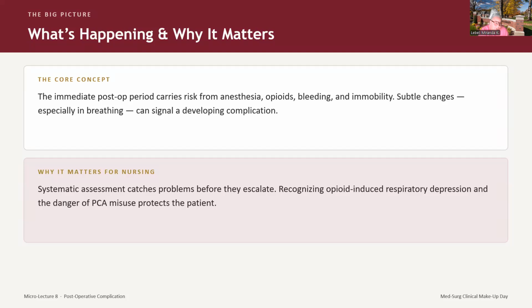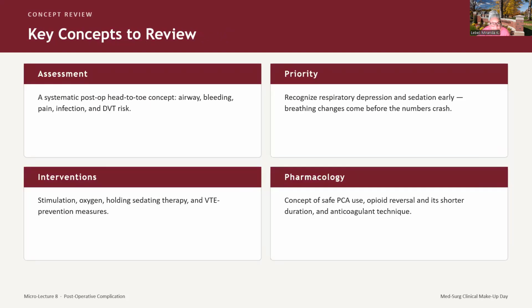So, why does it matter for nursing? We need to do systemic assessments. What is a systemic assessment? It's something you have done all semester long, even in fundamentals. It's your head to toe. You need to make sure that you are always assessing truly from head to toe. A systemic assessment catches problems before they escalate. Recognizing opioid-induced respiratory depression and the danger of PCA misuse protects the patient. What is a PCA? It's a pain control pump. You want to make sure that the patients are using it appropriately and that it's programmed appropriately.